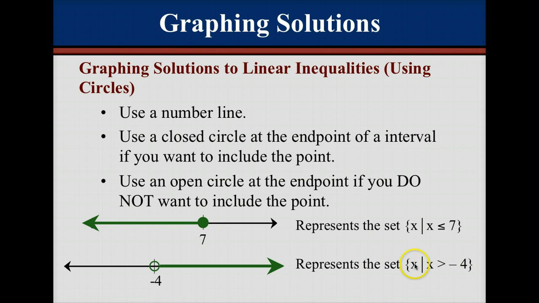This represents the set of all x such that x is greater than -4. Notice it's just greater than, it's not or equal to, so it's an open circle, and it goes to the right of -4. So this is how we represent on a number line a linear inequality.